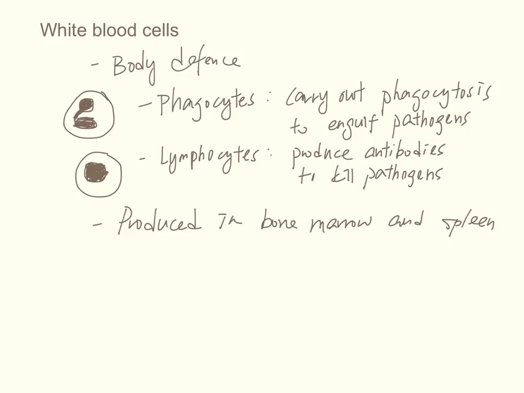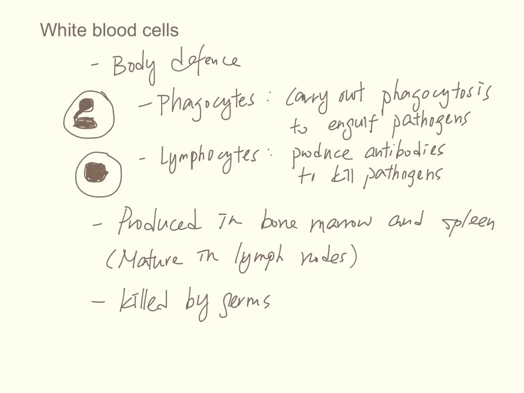White blood cells are made in the bone marrows and the spleen. And the lymphocytes mature in the lymph nodes. White blood cells are usually killed by germs, or sometimes they will be passed out as feces.